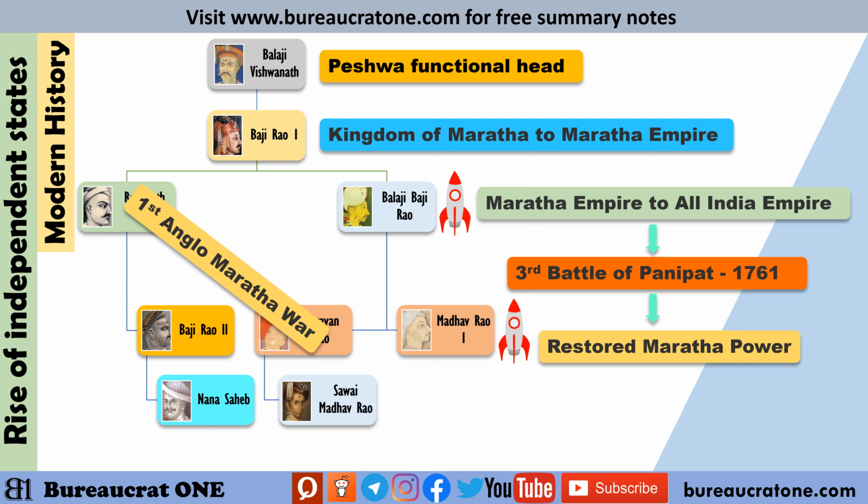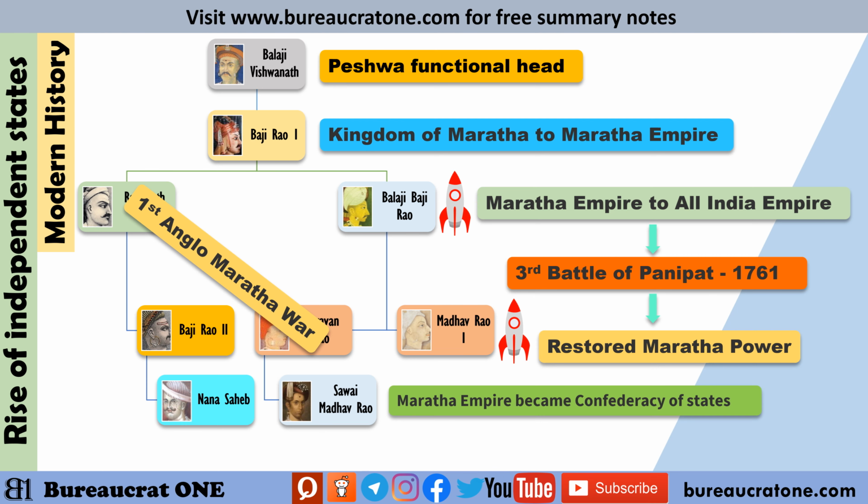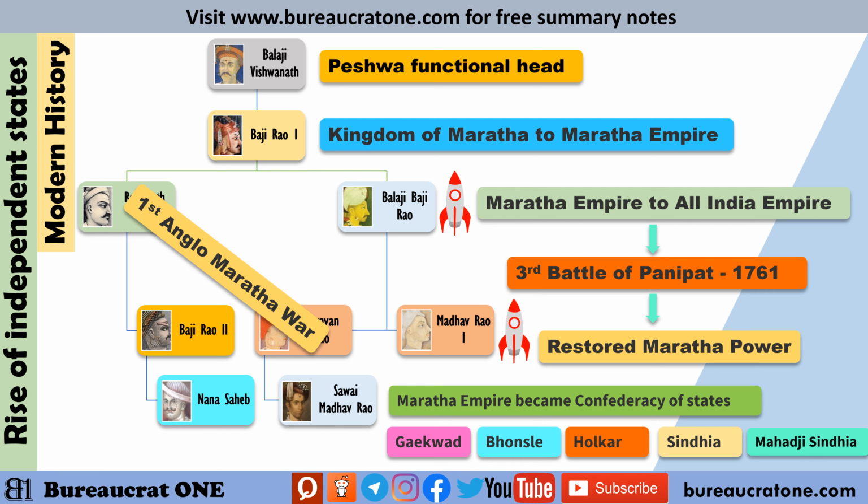Now that Savai Madhav Rao is the next Peshwa, there were powerful chiefs, for example, Gaikwad at Baroda, Bhonsle at Nagpur, Holkar at Indore, and Scindia at Gwalior. At this point, the Maratha Empire became a confederacy of states. Mahaji Scindia was the most powerful among them, and he even became more powerful than the Peshwa. And he became the emperor's deputy and even controlled Mughal Emperor Shah Alam as his deputy.